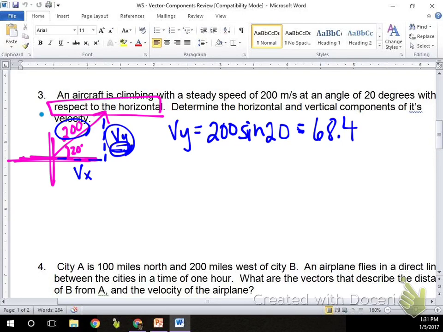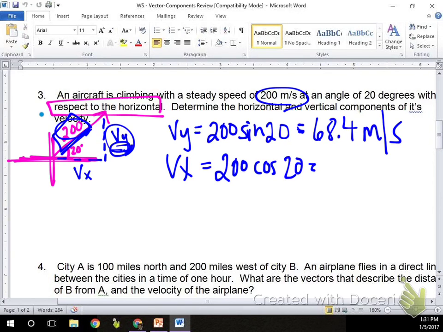Meters per second. It has to match the hypotenuse. And the hypotenuse is 200 meters per second. The components should always match the whole, right? Components make up the whole, so it has to match. Vx is 200 times cosine of 20, which should give us a lot bigger number. 187.9 meters per second.